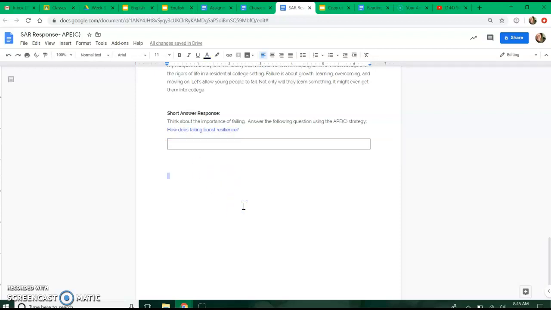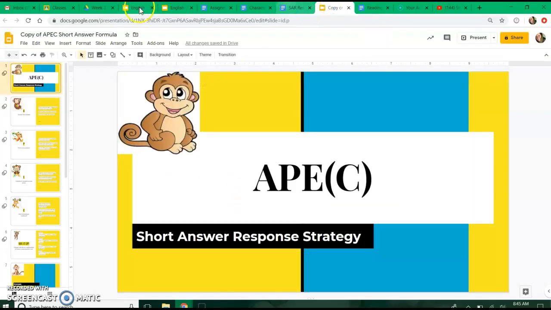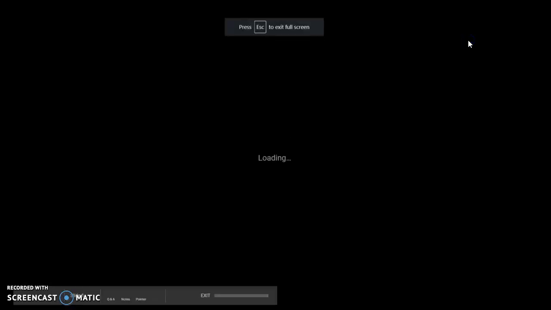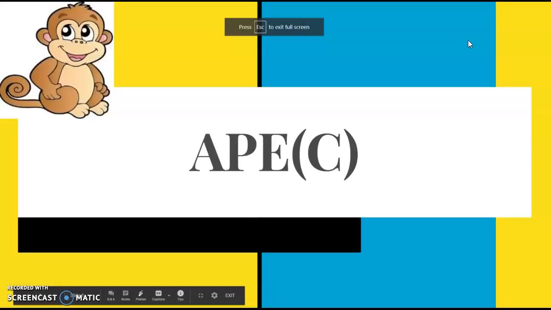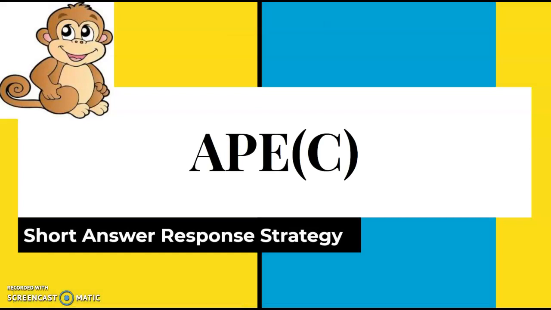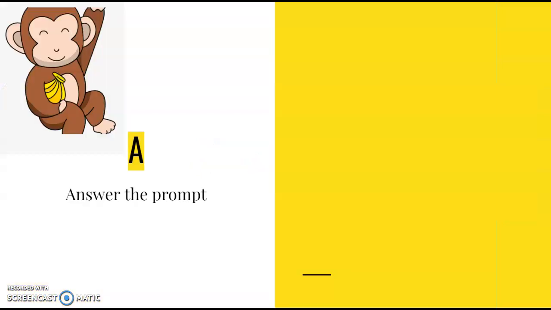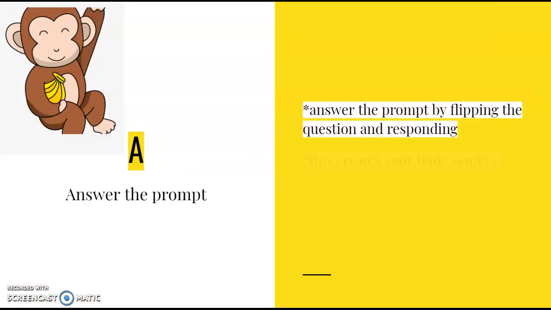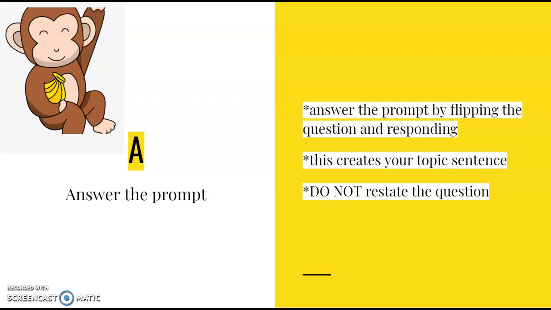Okay, so just to go over those notes. If you remember, these are in your Google Classroom. I'm going to post them again here so that you have better ready access to them. Okay, so if you remember, it was with our monkeys, because APE is the strategy we went with, and we put C at the end, okay, because C is optional. So A is answer the prompt. Sorry. Answer the prompt by flipping the question around, which creates your topic sentence.